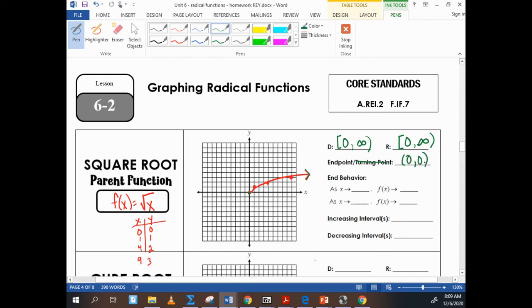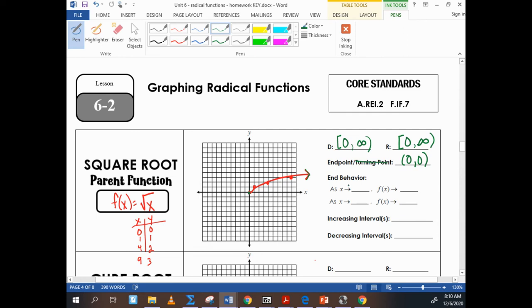Now, when we get to shifting our function around, moving it left and right, that endpoint will move with us. It moves left and right and up and down. So we'll show you how to calculate that. But for the parent function, it's just right there at the origin at 0, 0.